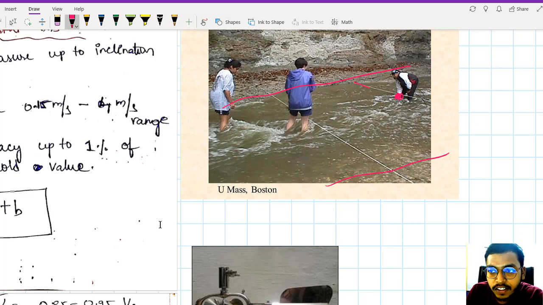क्या करेगा? He will release one float. So the distance is fixed. आपको दिख रहा है ना? There is a line. Okay, the length is fixed. ये बंदा क्या कर रहा है? ये बंदे के पास स्टॉप वॉच है, and he is measuring the time required for this float to reach from this point 0 to this point 1.